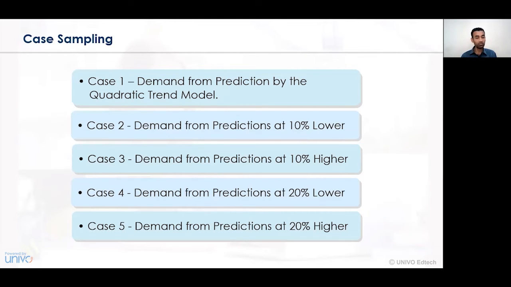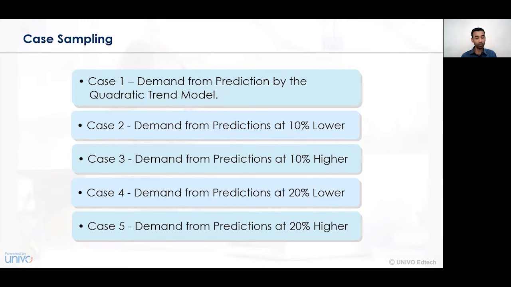In the second case, the simulation or the type of solution that can be implemented is demand from the predictions at a 10% lower rate. So the company needs to predict a certain amount of demand, and the production capacity or the prediction capacity can be below the 10% level. The third case focuses on demand from predictions at 10% higher. That is, if the demand for a certain product, as well as the predictions of the supply level, increases at the 10% level, what will be the changes or implementation that needs to be incorporated?